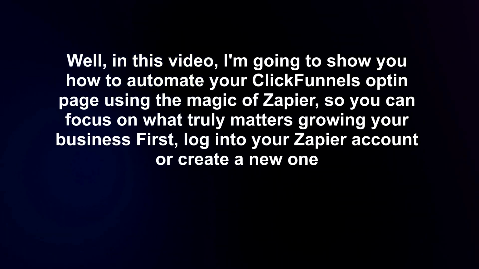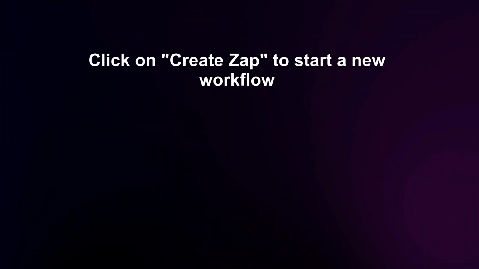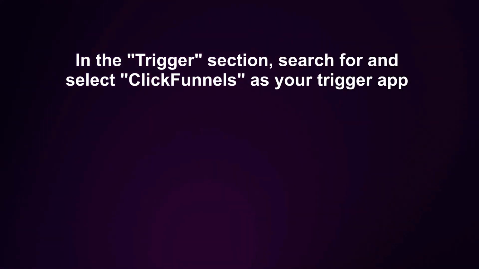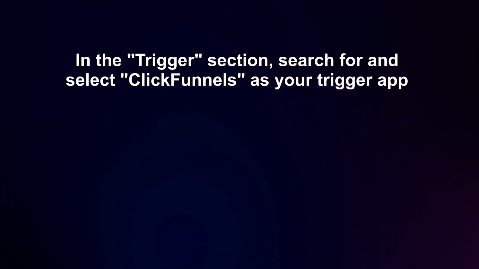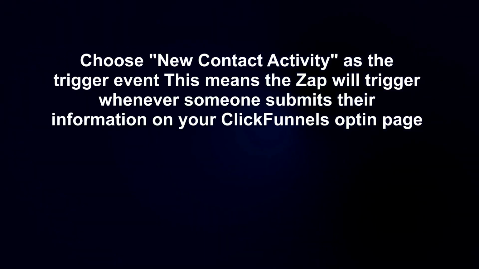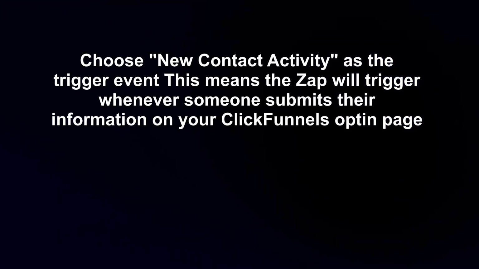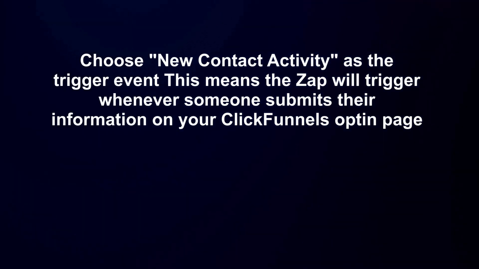First, log into your Zapier account or create a new one. Click on Create Zap to start a new workflow. In the Trigger section, search for and select ClickFunnels as your trigger app. Choose New Contact Activity as the trigger event. This means the Zap will trigger whenever someone submits their information on your ClickFunnels opt-in page.